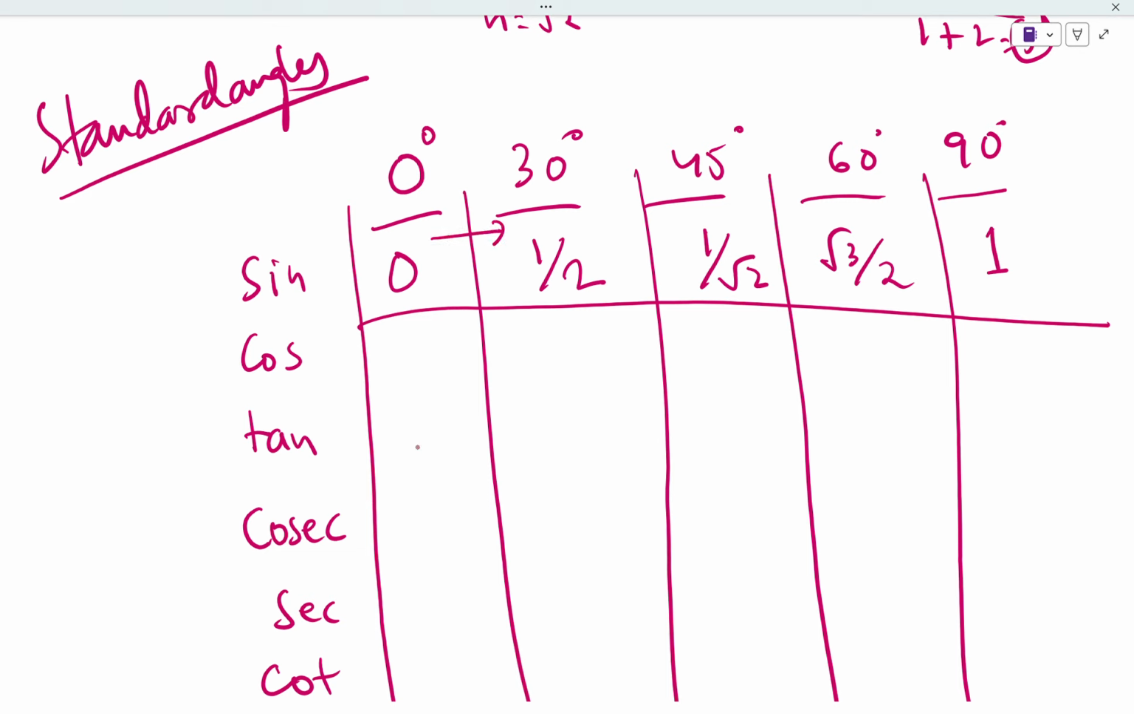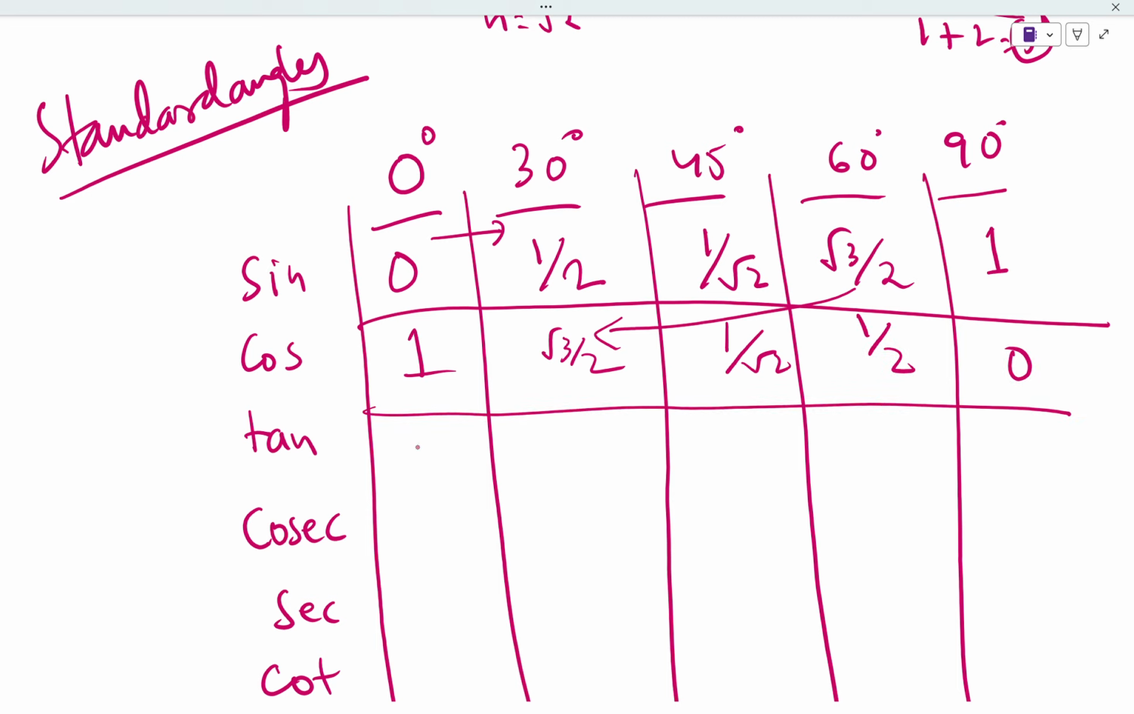So if this is in this way, you just need to write this in this way. So this will become 1. Root 3 by 2 will come here. Half will come here. 1 by root 2 will be as it is. Half will be written here, and this 0 will come here. Just write it in the reverse order.